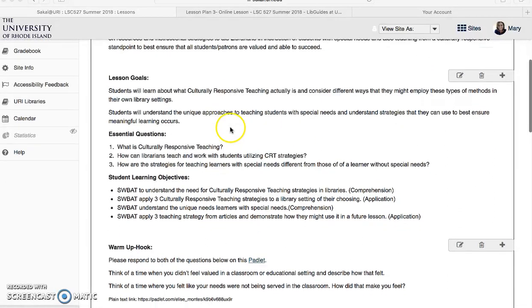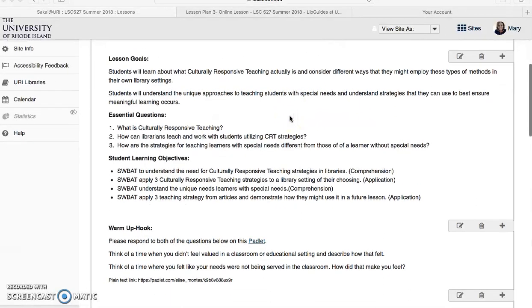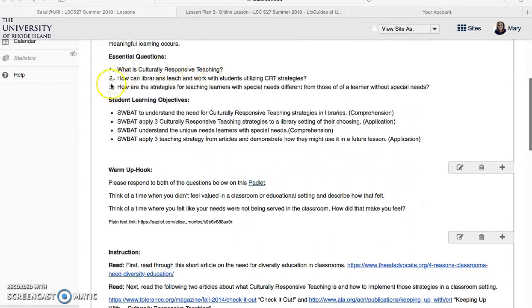Since there were 2 students in this group, one of them took culturally responsive teaching as their subtopic, and the other one took working with students with special needs as their subtopic. But as I said, they combined these into one lesson on the learning management system. But let's go down to the student learning objectives. They each had 2, so they put all 4 up here.